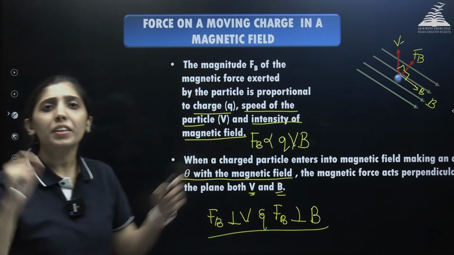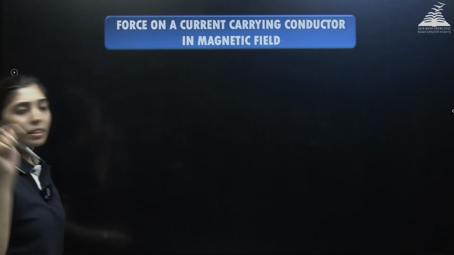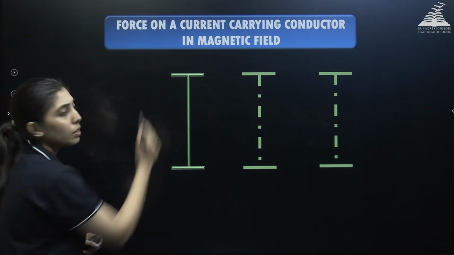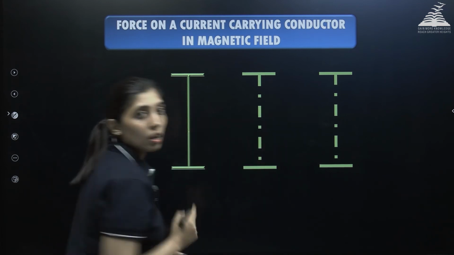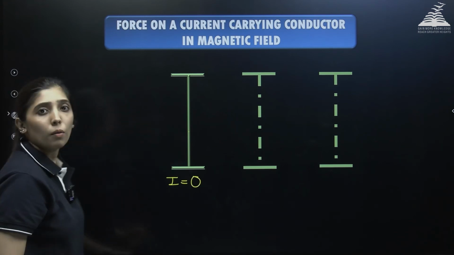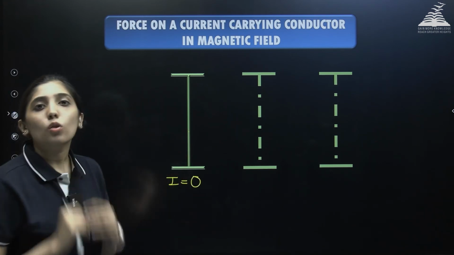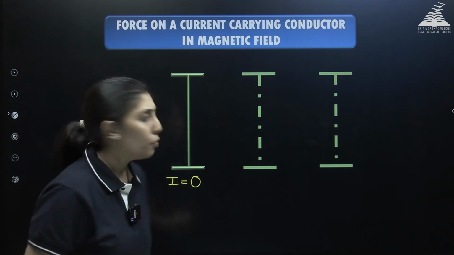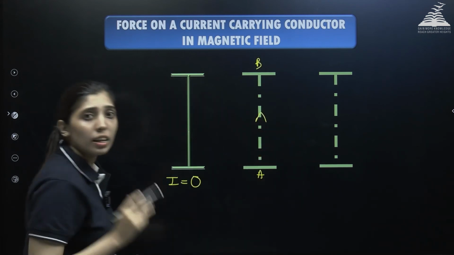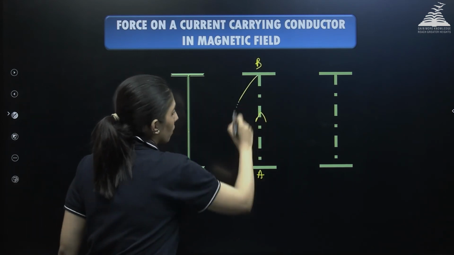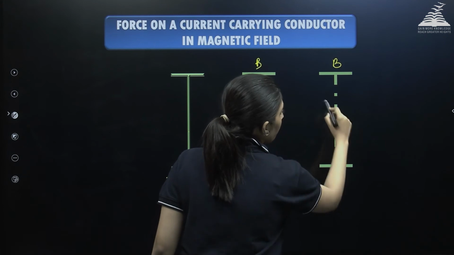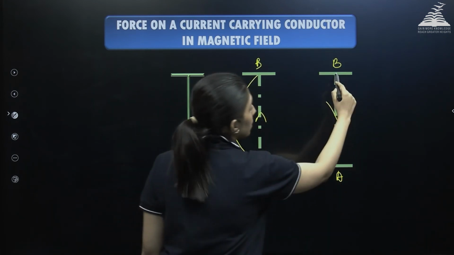What happens when I keep an entire conductor in the magnetic field? Let's conduct a small experiment. Here I have kept the conductor in the magnetic field in each case. Now, in the first case, let's consider I is equal to 0. When there is no current flowing through the conductor, there is no deflection in the conductor. But when the current flows from A to B in this direction, you can see the conductor deflects towards the left. Now, when the current is flowing from B to A, the conductor deflects towards the right.